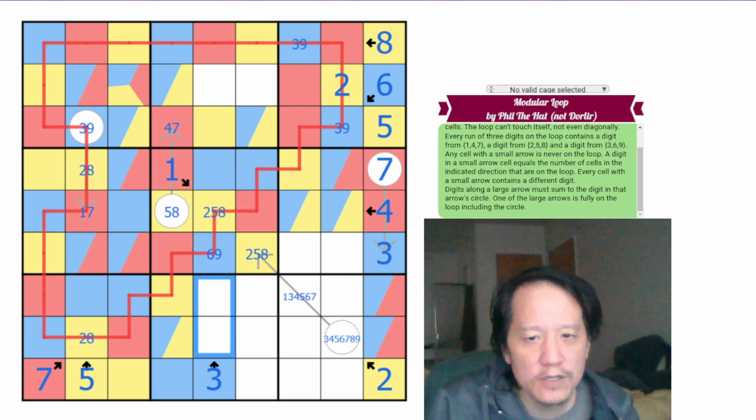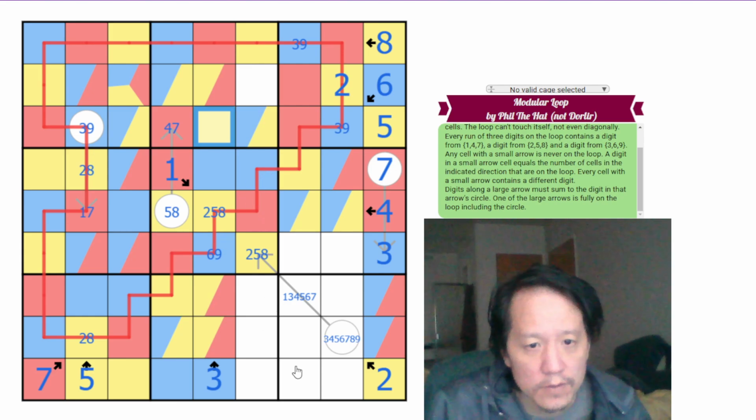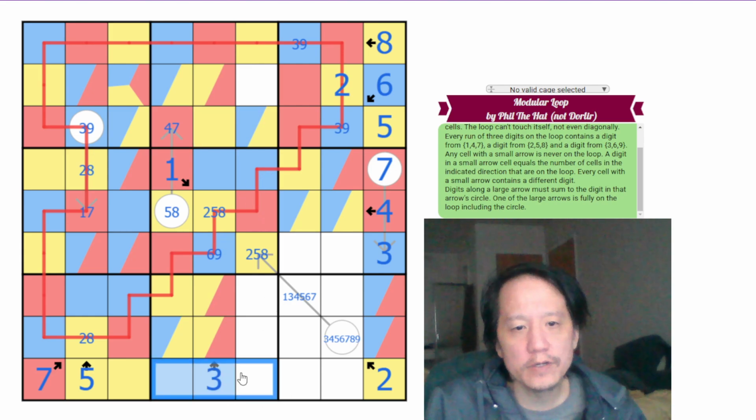So this is yellow or red in column 5. This is yellow or red in column 5. And yeah, column 5, we know that's yellow. We got 2 blues.